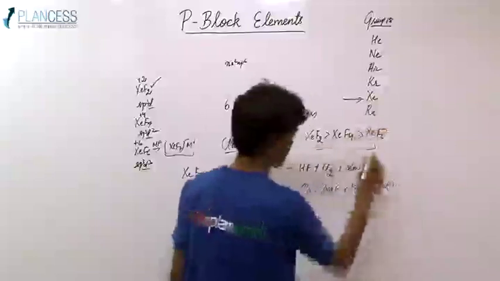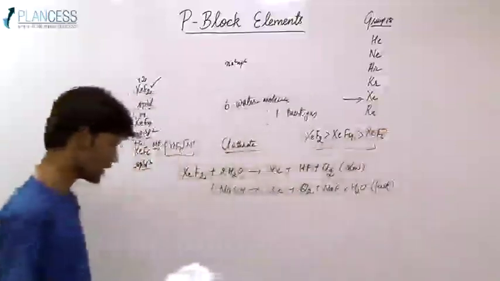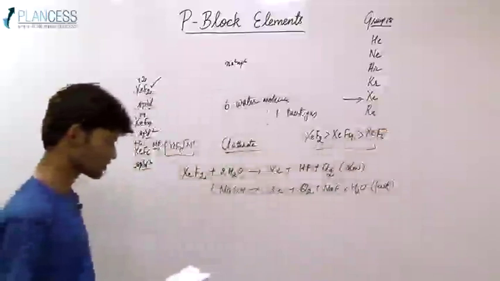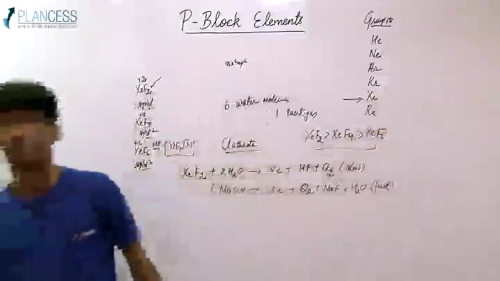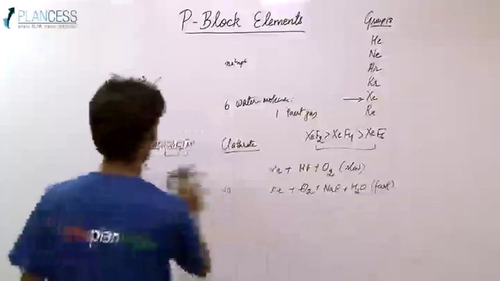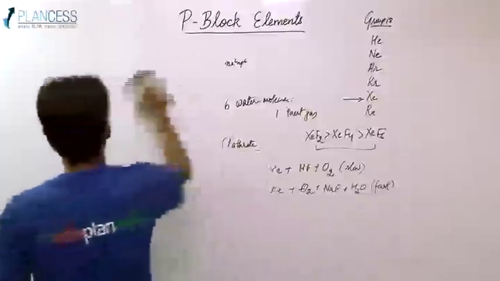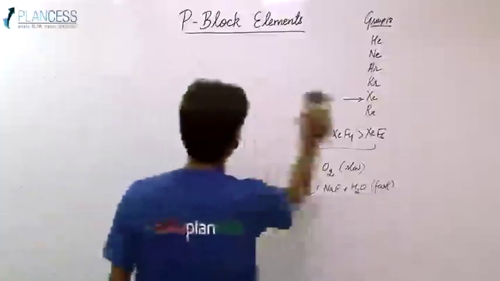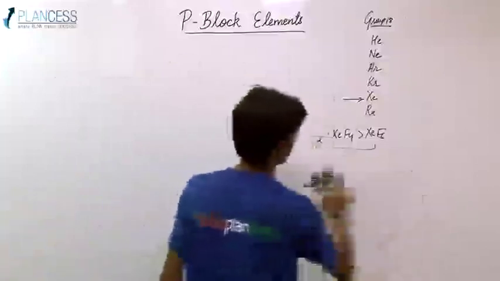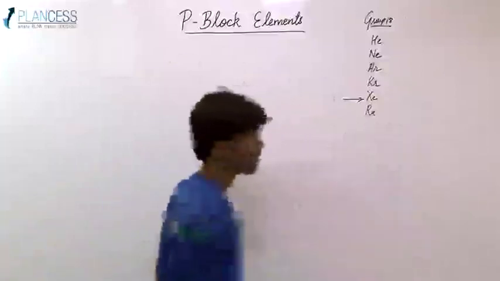So this is the oxidizing power order. Now talking about the xenon oxygen compounds and hydrolysis, the most important part of group 18 would be considering the hydrolysis of xenon fluoride compounds.